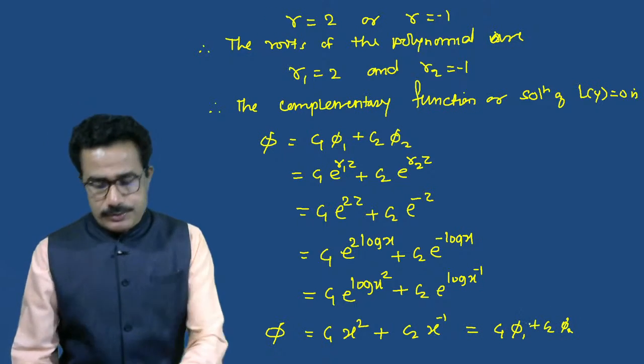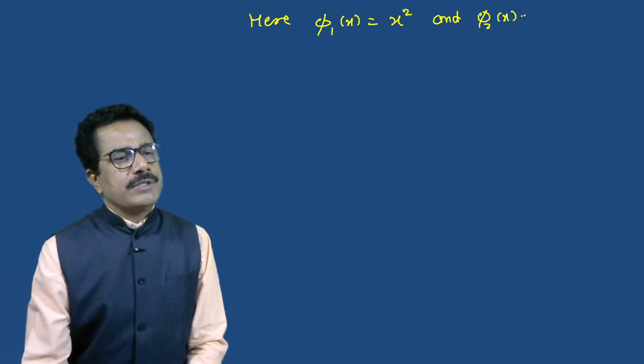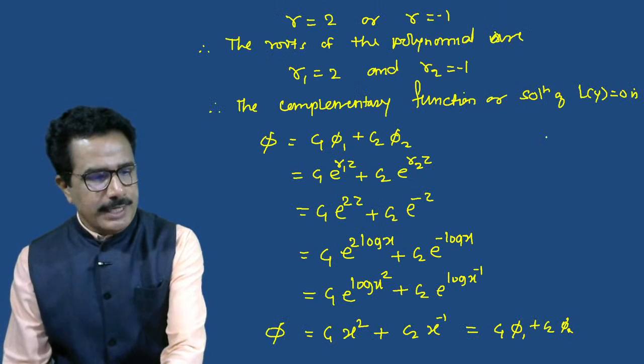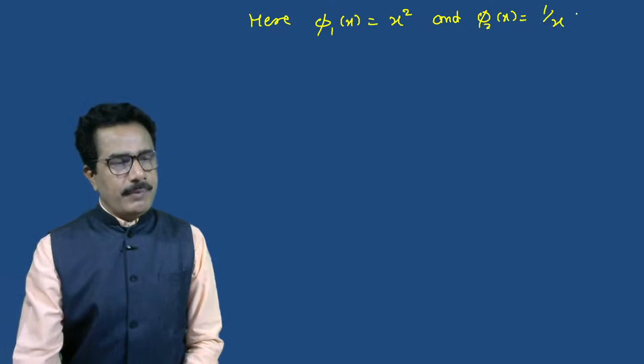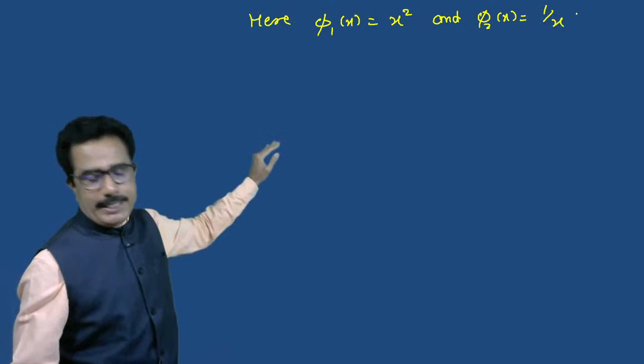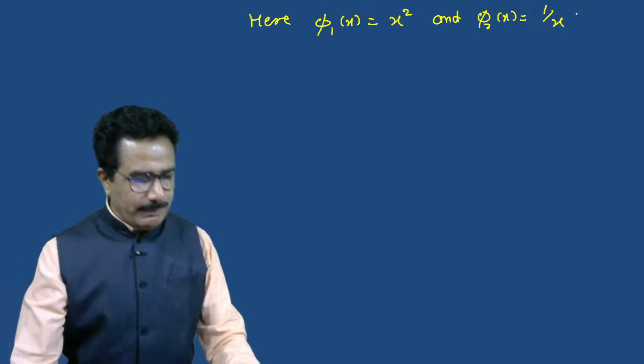So here phi1 of x is equal to x square and phi2 of x is equal to what? That is 1 upon x. x raised to minus 1 means 1 upon x. This is the first part. So that was the first part. Now we have to go to the second part.